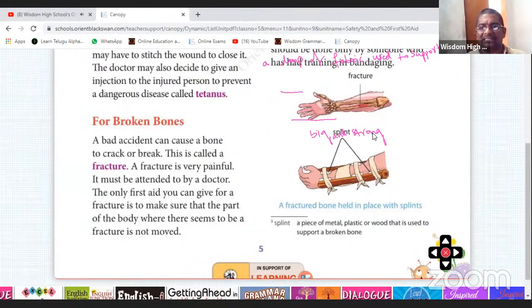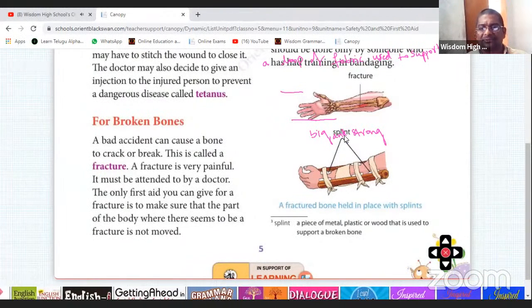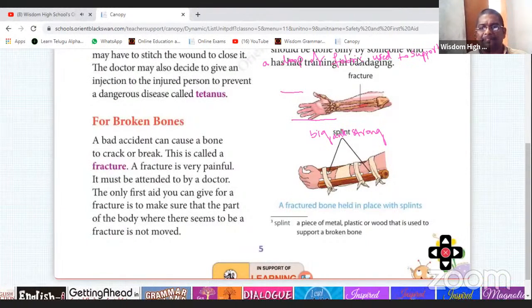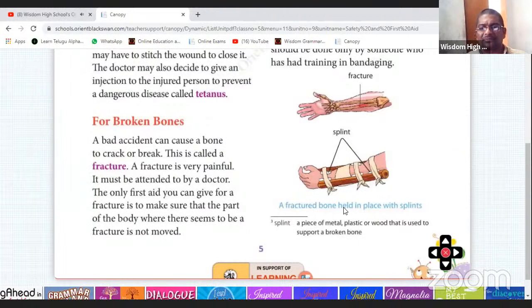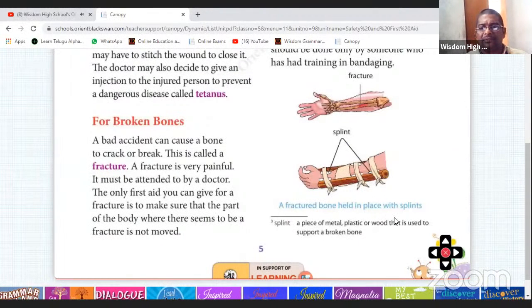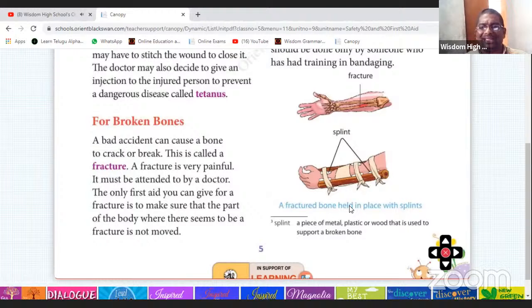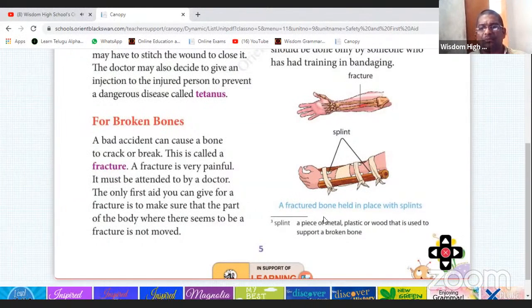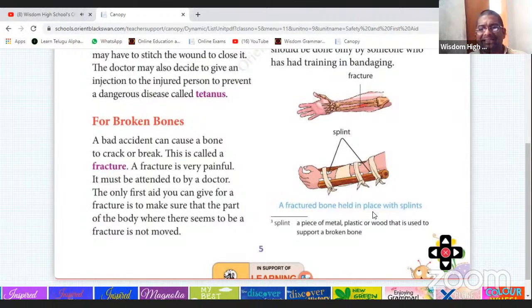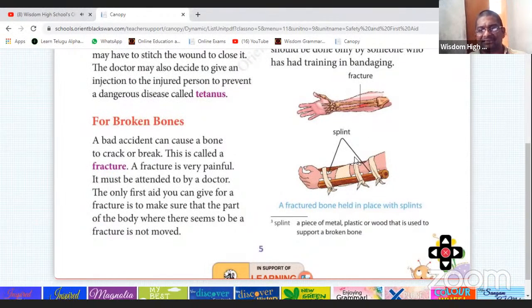A piece of metal here. See, this is the piece of metal here. Okay. A splint, you have given the piece of metal. A fractured bone held in place with the splints. Yes, a fractured bone held in place with the splints.